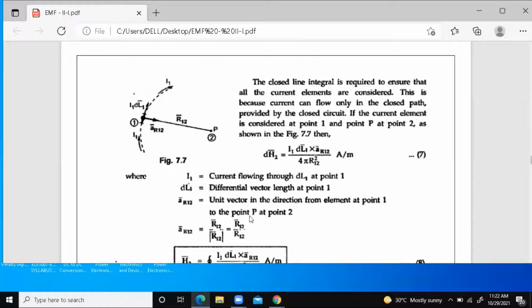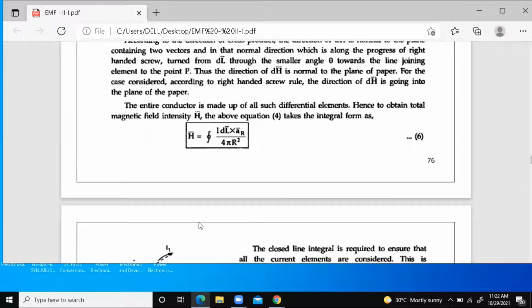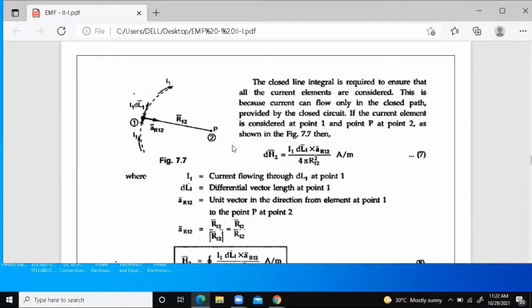So the closed line integral is required to ensure that all the current elements are considered. This is because current can flow only in a closed path. If you have an open circuit, you're not going to have any current. So it must be a closed path.